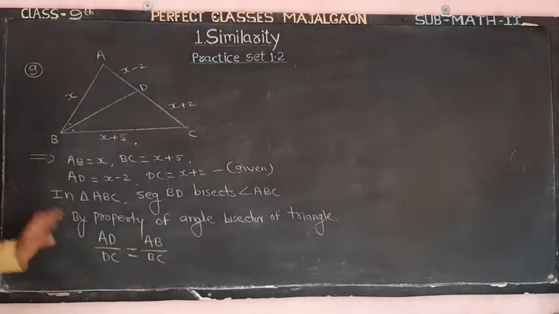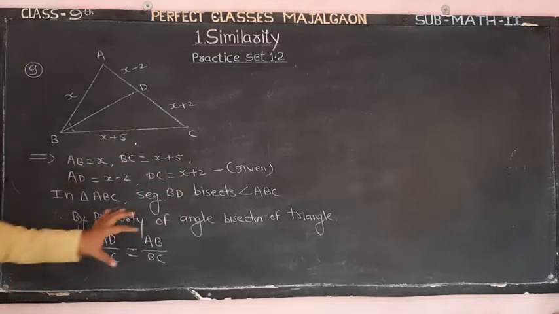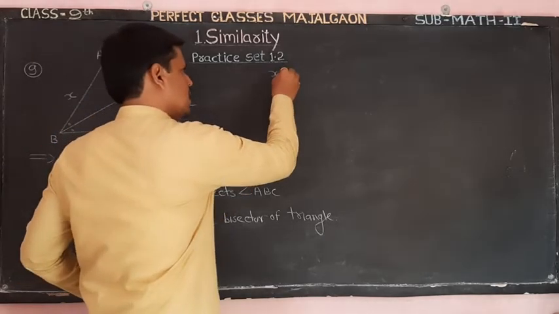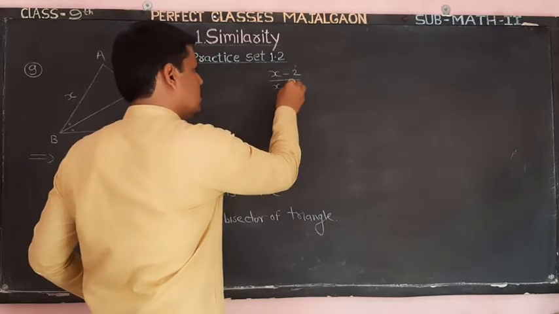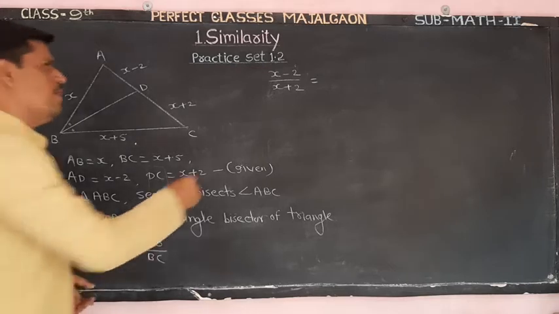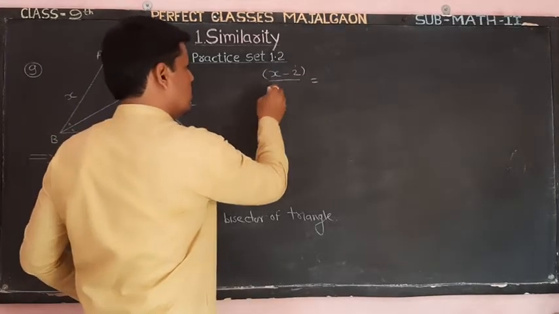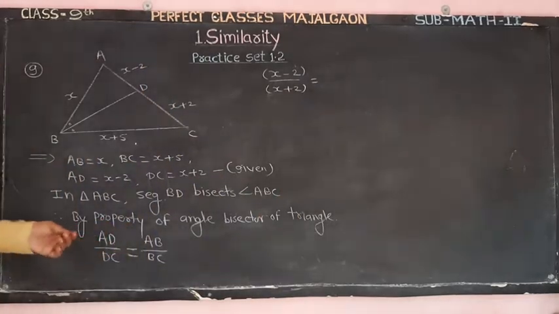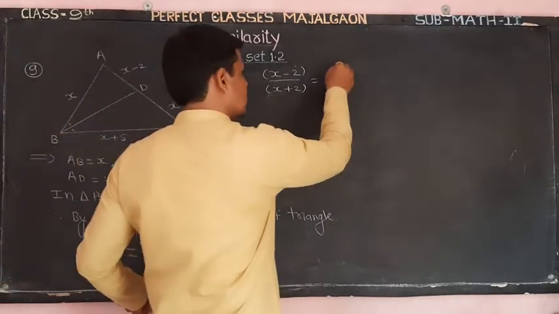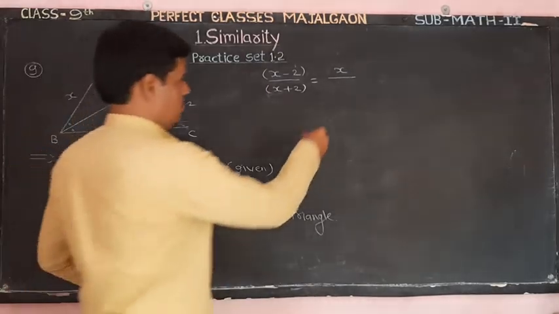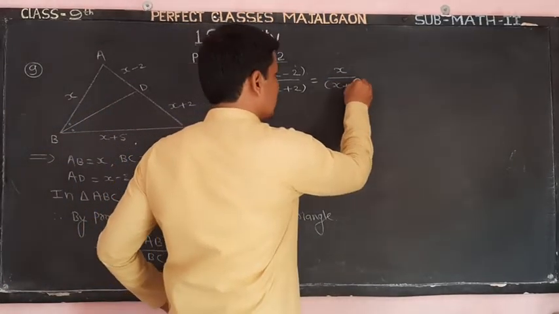In this ratio we substitute the values. Here AD is x minus 2 upon x plus 2. Here we substitute the values. Also make brackets for the values. AB is x, I write here, and BC is x plus 5. These are the values they have given.